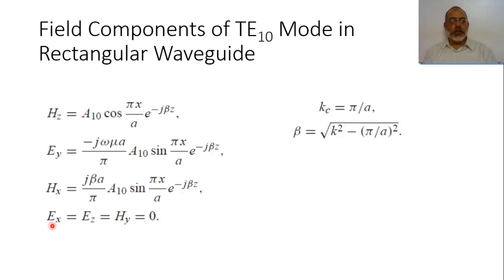And Ex and Hy will be 0, and Ez is 0 because I'm talking about transverse electric modes. So these are the field components of the dominant mode, the TE10 mode. And kc in this case would be pi over a, and beta would equal the square root of k squared minus (pi over a) squared, right?